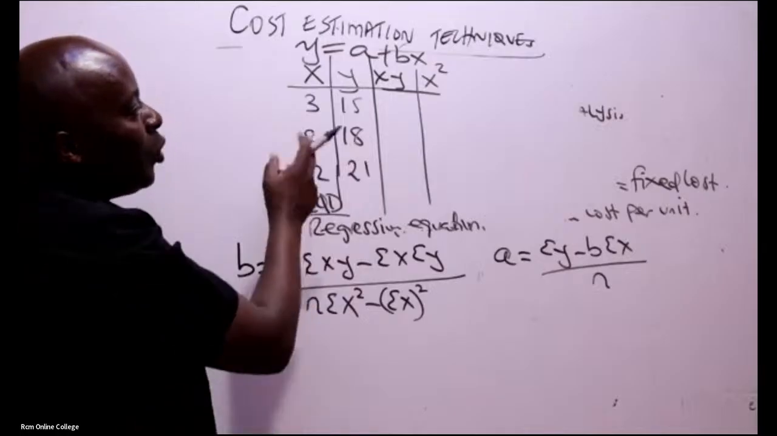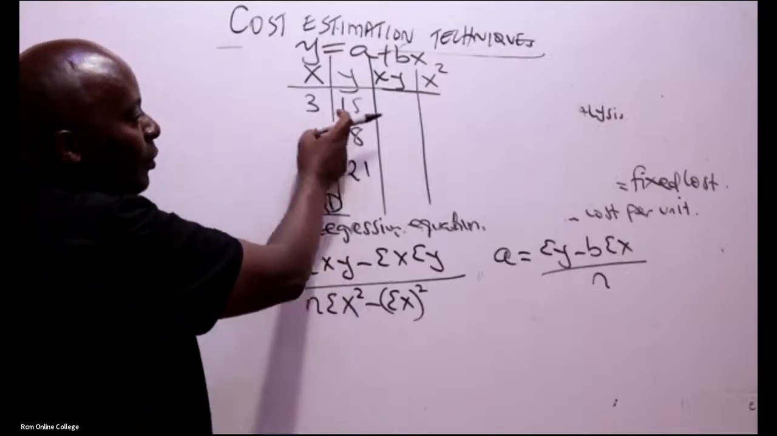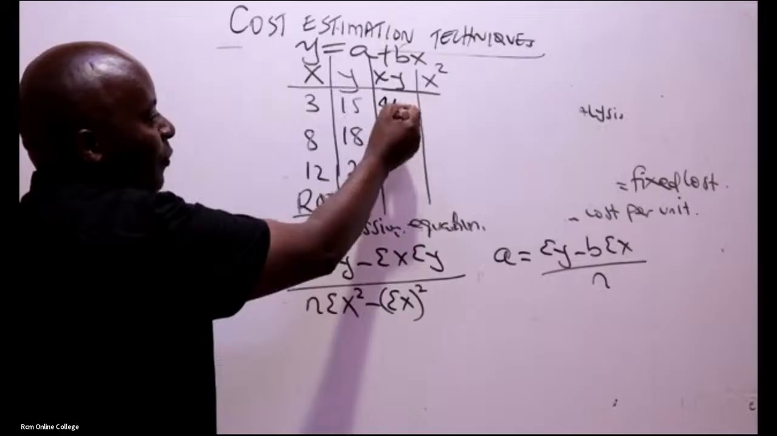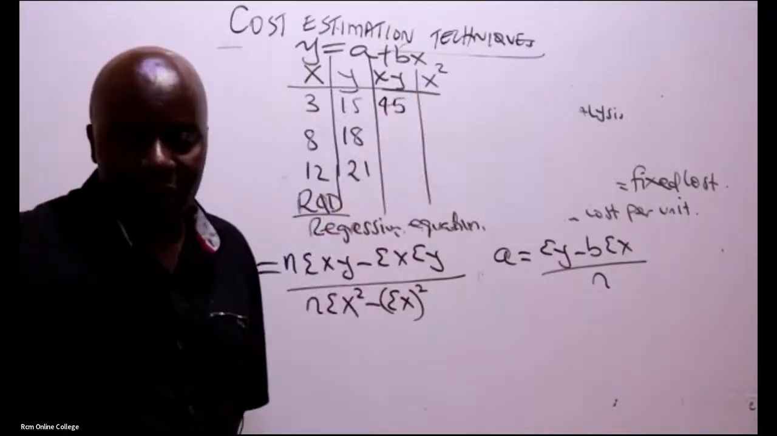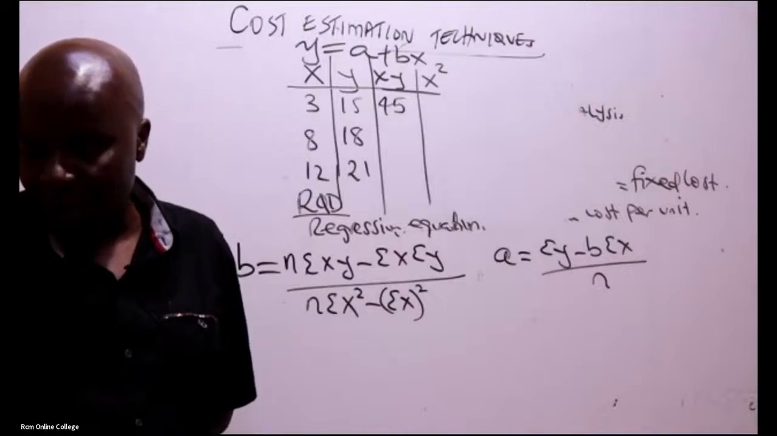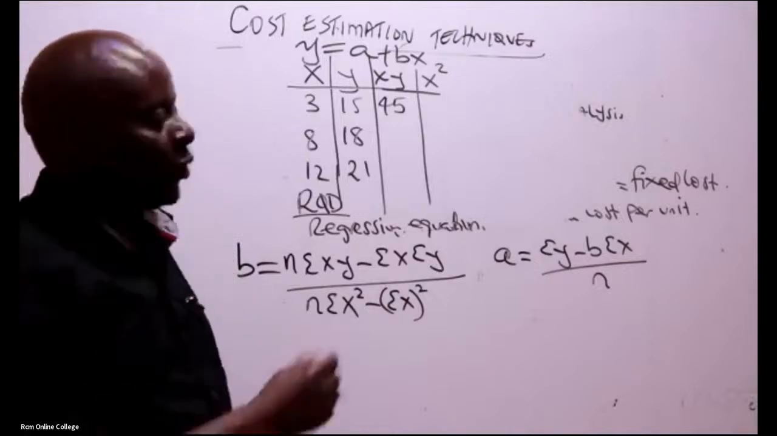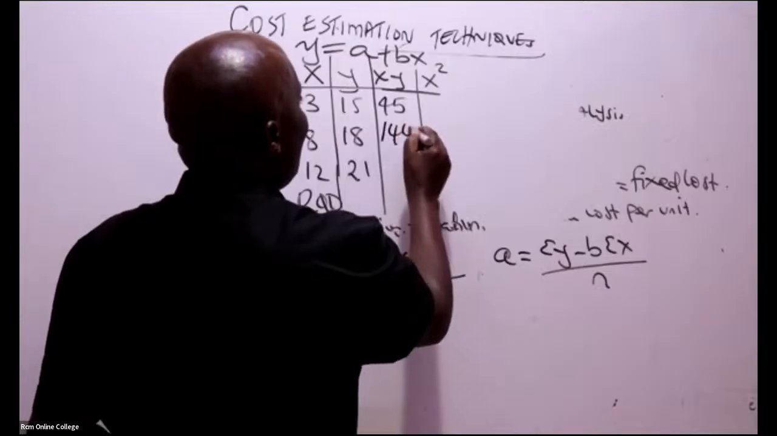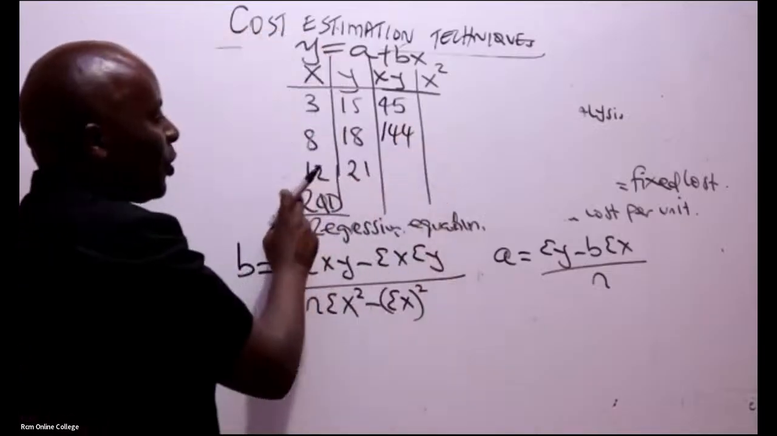So then can somebody do these multiplications for me? 3 times 15, this gives me 45, right? 45. How about 8 times 18? 8 times 18, 144, thank you very much. How about this crazy figure, 12 times 21?